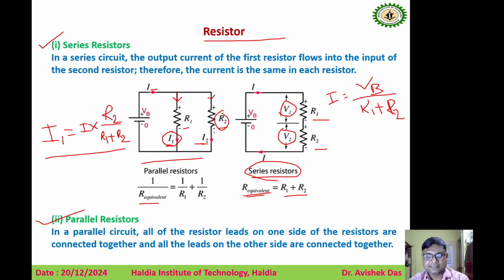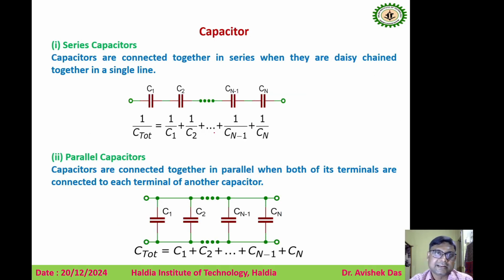Next we discuss the capacitor, when it is connected in series or in parallel. This one is the series capacitor, this one is the parallel capacitor. First example, capacitors connected in series. The capacitance of the first capacitor is C1, the second is C2, similarly Cn minus 1, Cn, up to n capacitors connected in series.